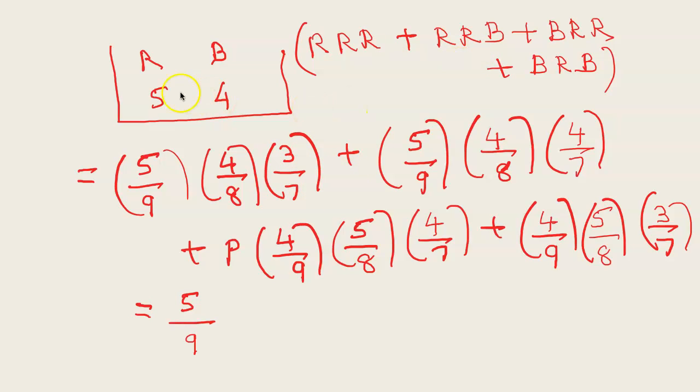Plus, the first red can be selected in 5 by 9 ways, second red in 4 by 8 ways, and the first blue in 4 by 7 ways. The first blue can be selected in 4 by 9 ways, the second red in 5 by 8 ways, the third red in 4 by 7 ways. The first blue in 4 by 9 ways, second red in 5 by 8 ways, and the next blue in 3 by 7 ways. So simplifying, you get the answer as 5 by 9.